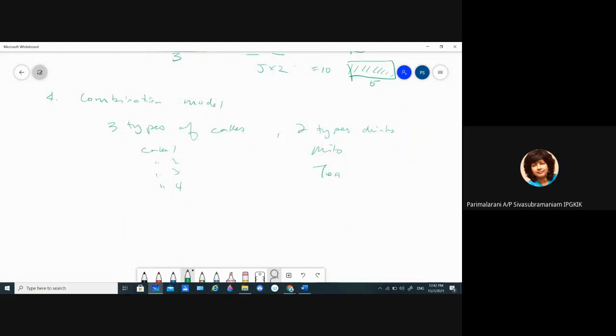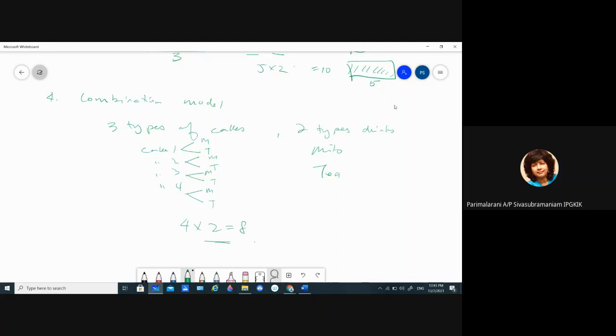different combinations are there? So we have cake 1, you can take cake 1 and you can take Milo or tea, or you can take cake 2 and take either Milo or tea, or you can take cake 3 and take either Milo or tea, or you can take cake 4 and take either Milo or tea. So how many different combinations are there? There are 8 different combinations. So 4 times 2 is 8. So this is the combination model.